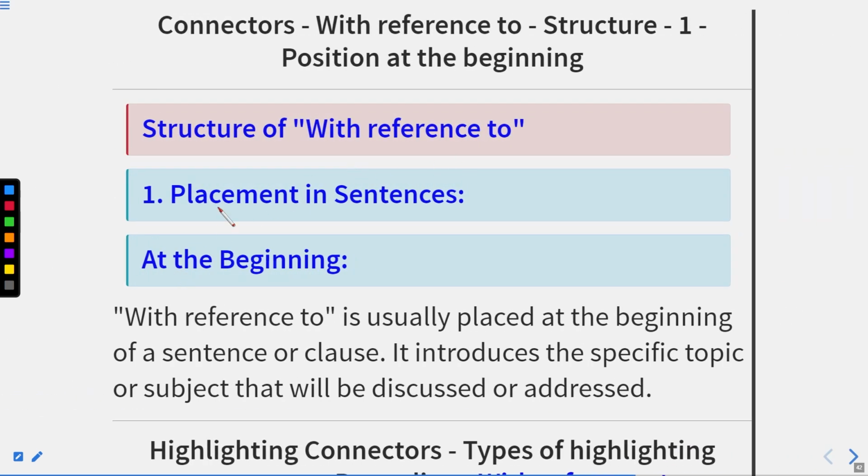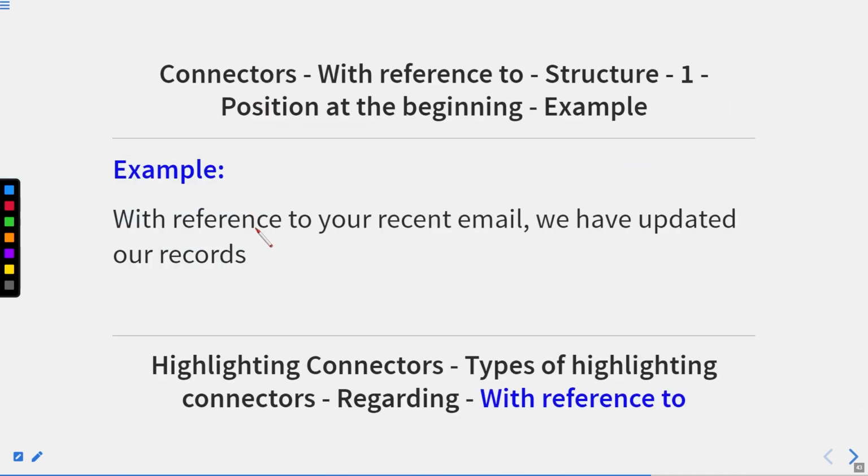Now, structure of "with reference to": placement in a sentence at the beginning. With reference to is usually placed at the beginning of a sentence or clause. It introduces the specific topic or subject that will be discussed or addressed. It means whenever we use it at the beginning of the sentence, it highlights the particular area or the point that we want to elaborate. With reference to your recent email, we have updated our records.